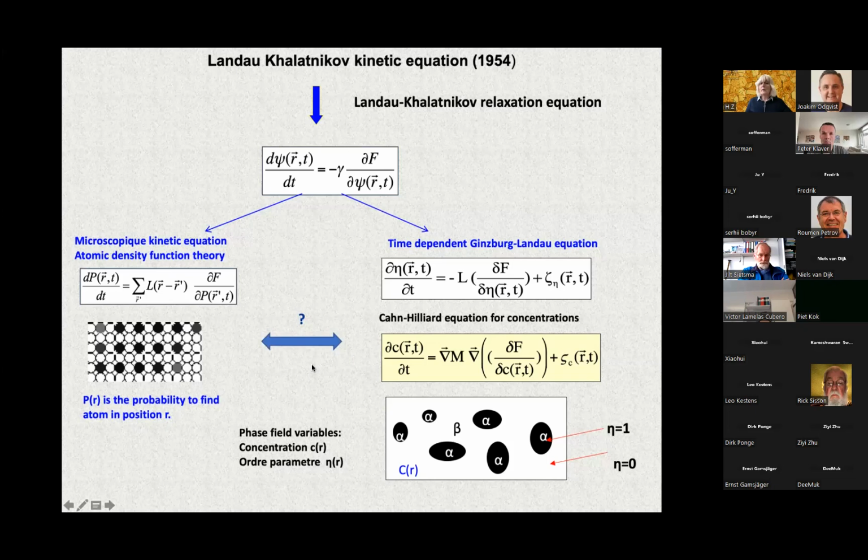For example, if we are interested in the grain boundary structure, or if we would like to describe the displacive phase transformation at atomic scale, in this case, we cannot use this microscopic kinetic equation because the atoms are situated in some given position. So using the Khachaturyan microscopic kinetic equation, we are only able to describe the order-disorder phase transition, but in the same symmetry of the crystal.